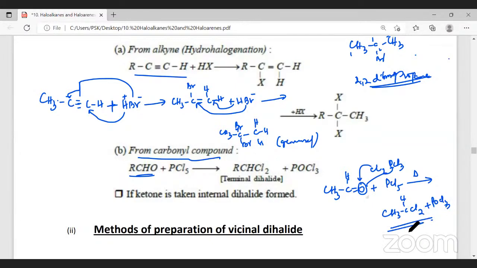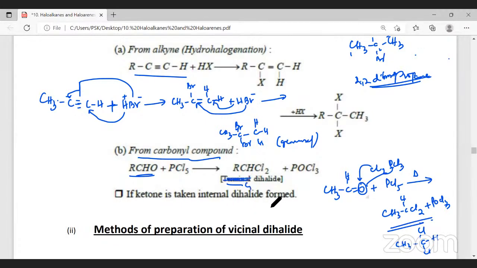So this is an example they mentioned as a terminal dihalide, but it is also a geminal dihalide, because you can see the structure. If I write CH3, I can write the structure like this, Cl and Cl. Both the halogens are present on the same carbon atom. Therefore, it will also be called a geminal dihalide. It's not called a terminal dihalide. They are present on the same carbon atom. It's wrongly printed. It is a geminal dihalide.